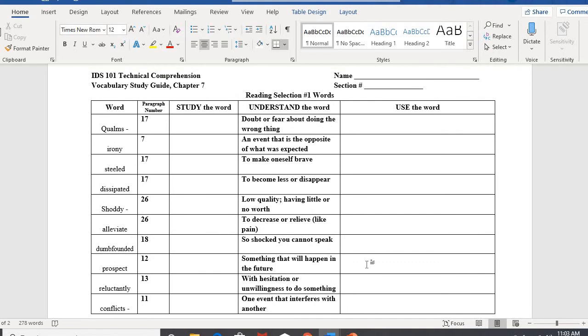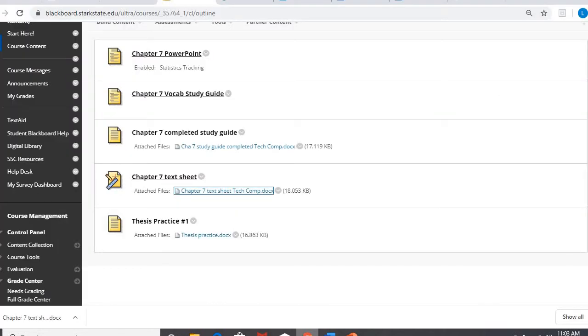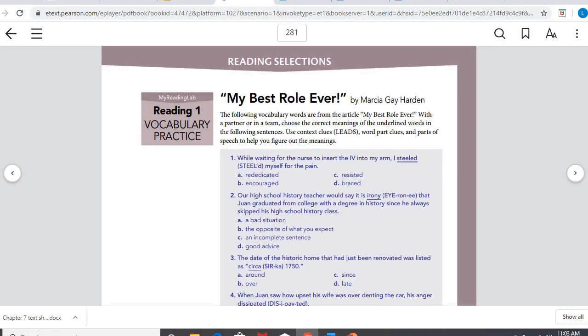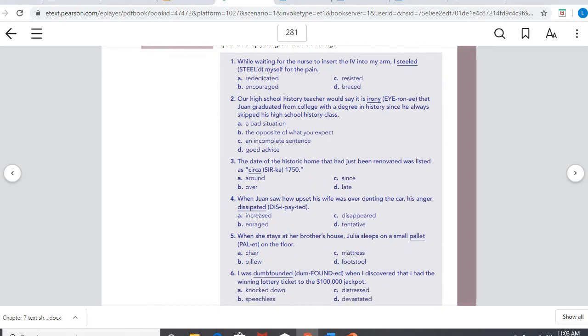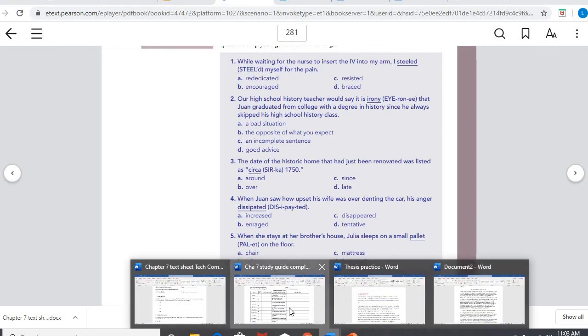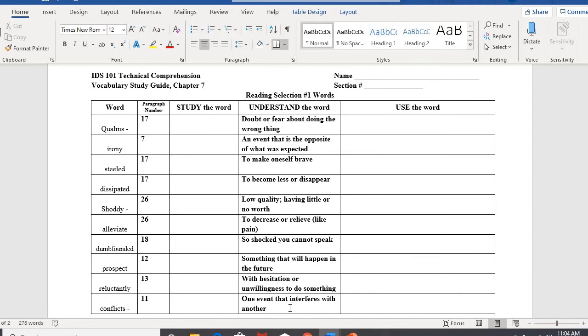So you will see that not all of our vocabulary words will appear in our reading here. That's okay. I will go over all of them at some point. Right now I'm going to go over the ones that are on our text sheet. Number 1, while waiting for the nurse to insert the IV into my arm, I steeled myself for the pain. Steeled in paragraph 17 means to brace yourself. It's D on the textbook, to get ready, to make yourself brave, to kind of work yourself up to do something.